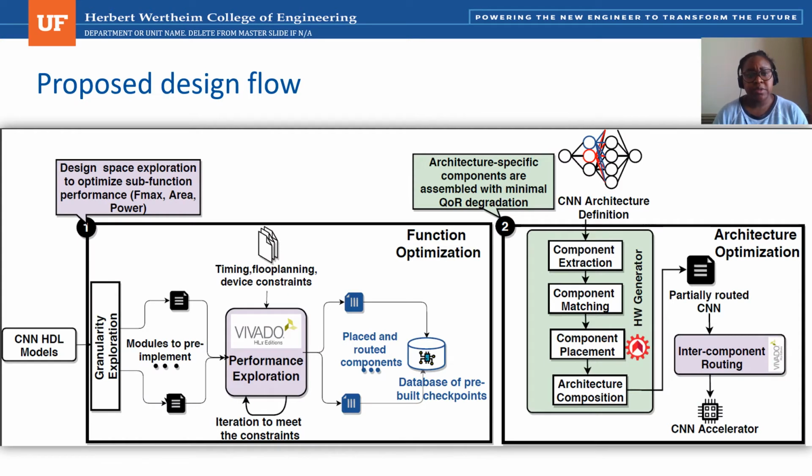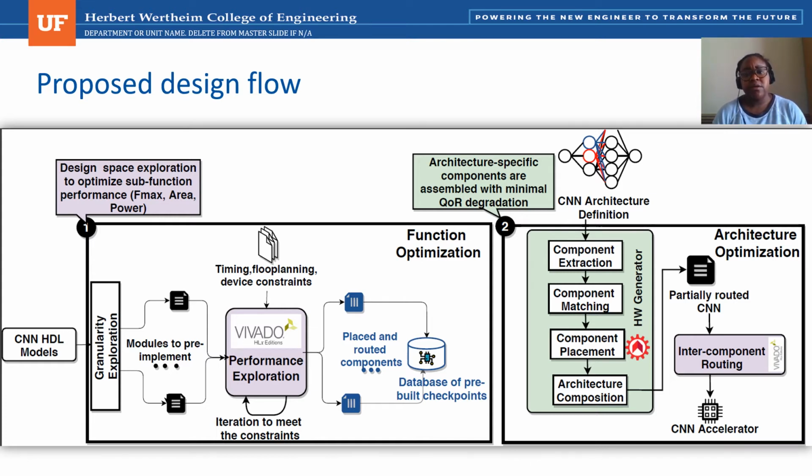Now we're going to present the proposed design flow. It is composed of two major steps. The first one is called the function optimization. In the function optimization, we perform a design space exploration where we want to implement the basic function of a CNN in order to achieve the best possible performance. To do that, we have to take into consideration some constraints such as timing, floor planning, and power.